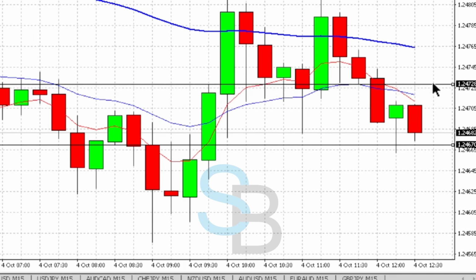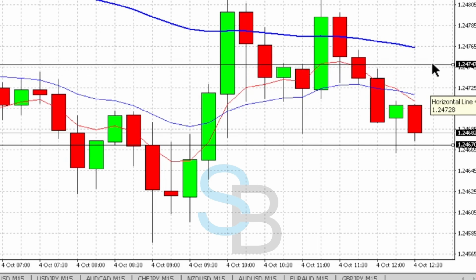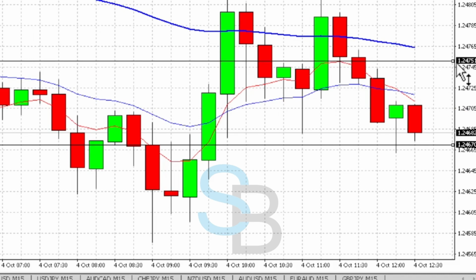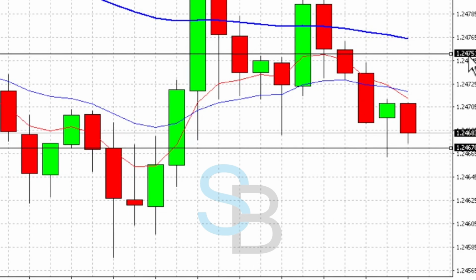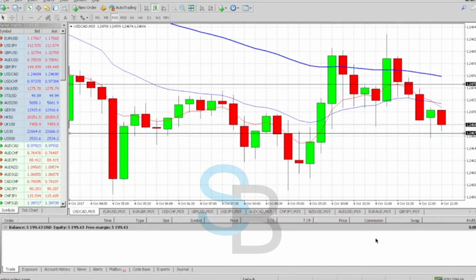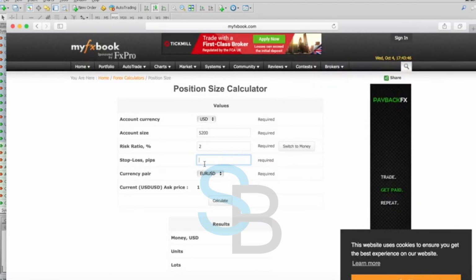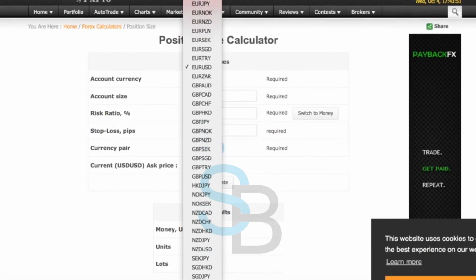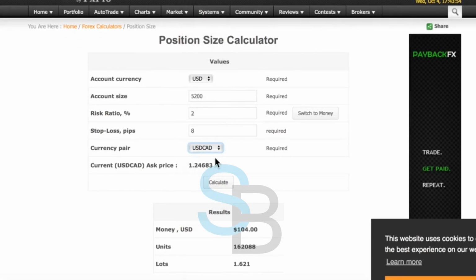So my stop loss has to be at least 2475, there we go. All right, so that's my stop loss, 2475, target price 246. Entry price 2467. Okay, so that's 8 pips. So if my stop loss is 8 pips away, I'm going to put 8 pips here, and it's a dollar CAD. I'm going to select dollar CAD and calculate. So you can see that if my stop loss is 8 pips away, I'm risking 2% of 5,002.